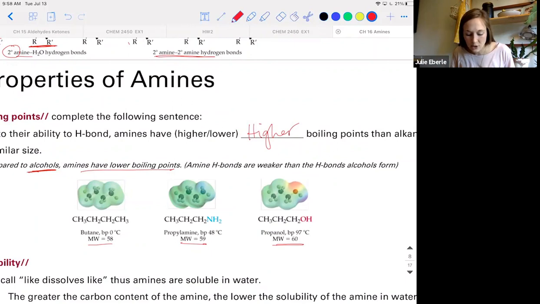So we have butane. This is just an alkane. This cannot hydrogen bond. No hydrogen bonding. The amine can hydrogen bond, but notice that the boiling point is 48 degrees compared to propanol, which has a boiling point of 97 degrees. That's quite a difference. Both of these can hydrogen bond. So why are the boiling points so different if the molecules are the same size?